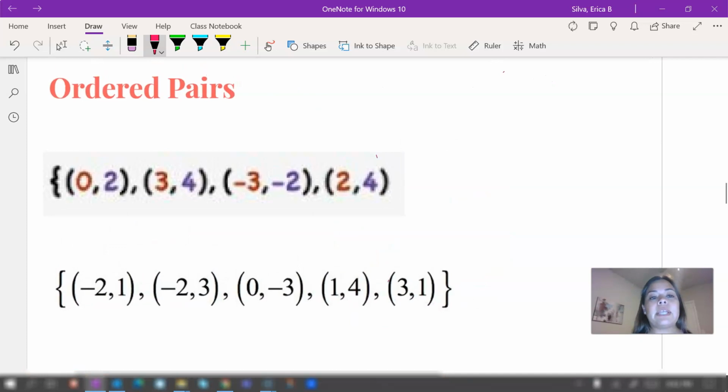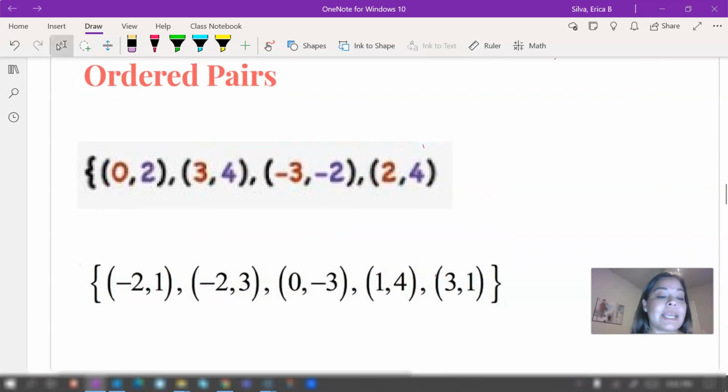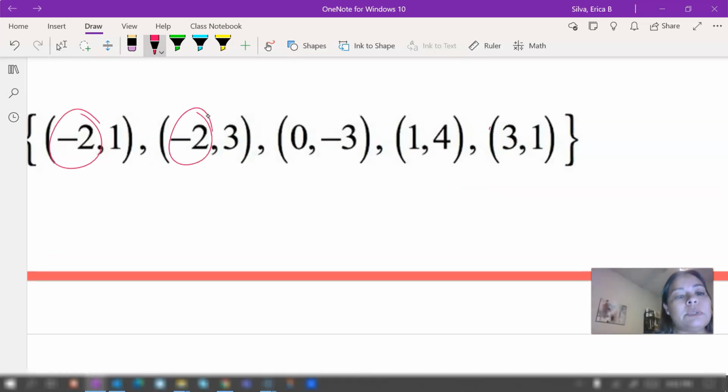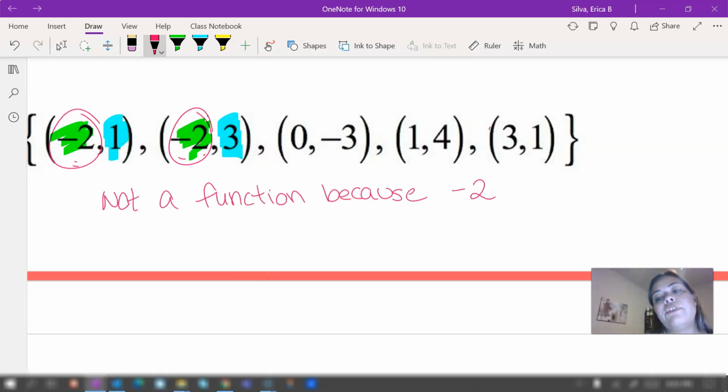All right, so now let's look at ordered pairs. Ordered pairs are like tables. We have x and y for each ordered pair. Let's go ahead and circle all our x values. And all those x values are different, and they each have their own unique y value. Therefore, this is a function. Now, if we look at the next one, right away we can see that these two inputs have different outputs. Therefore, it is not a function because -2 has outputs of 1 and 3.